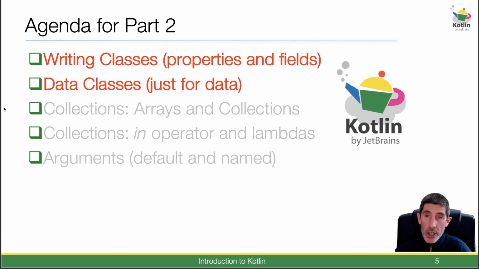Okay, so in the next sections, we will look more specifically at arrays and collections, so being able to store simple classes and data classes in collections of objects, array lists, and linked lists. Then we look at some of the more specific features of the language, and how we can use the in operator and lambdas to process and navigate through these collections. Finally, we'll finish off with a little bit about arguments, default and named. We've touched on them briefly, and we will look at them in a bit more detail in that final section.